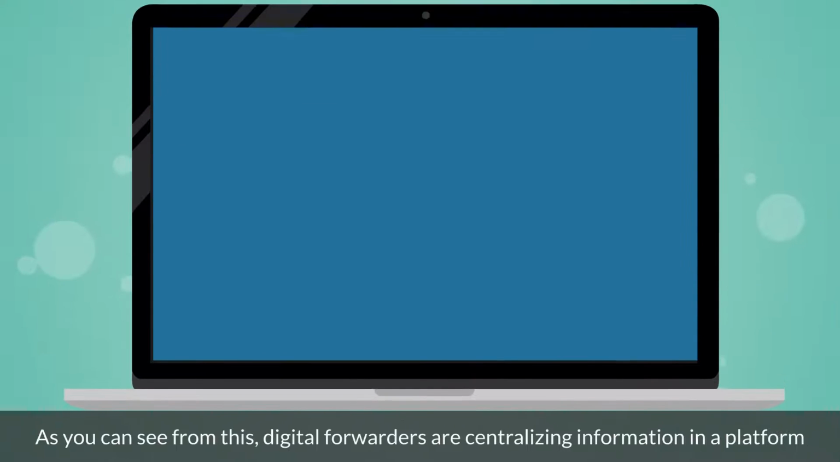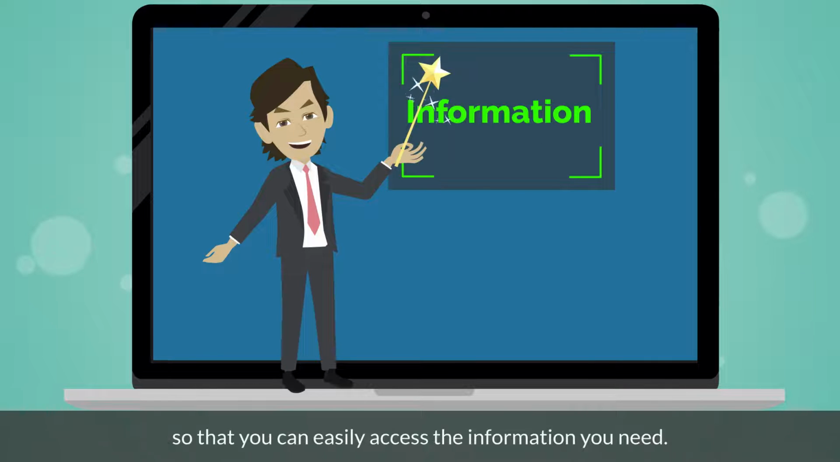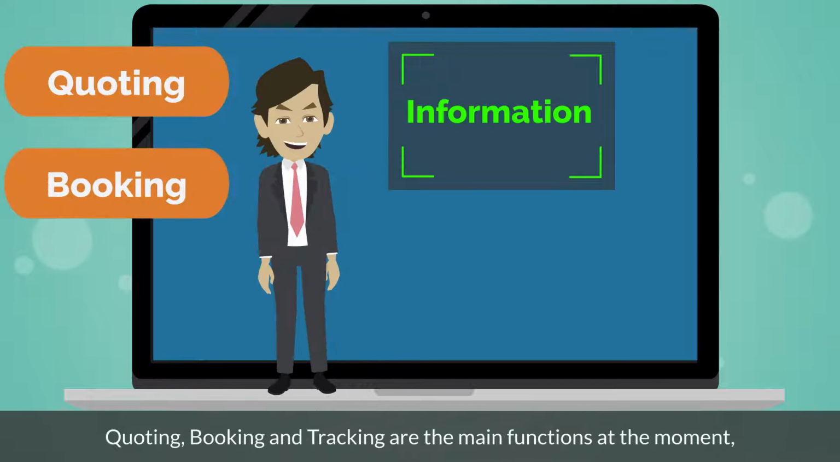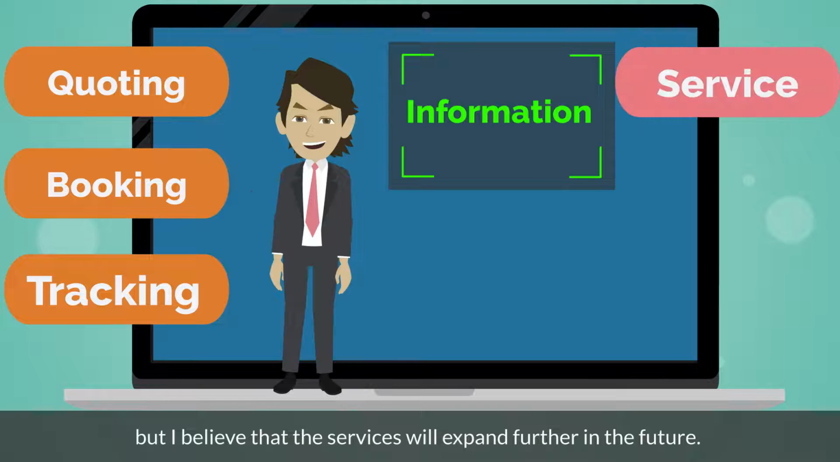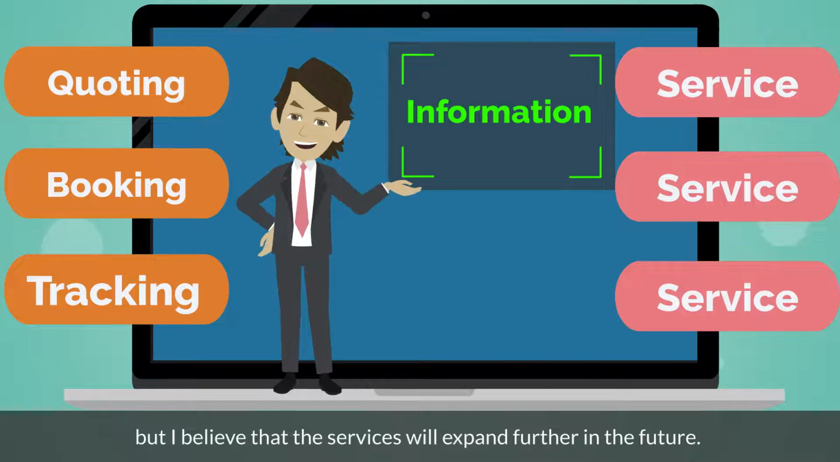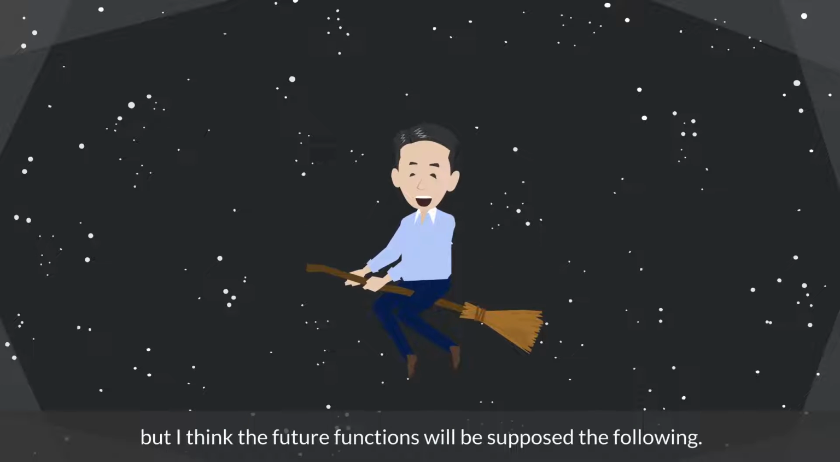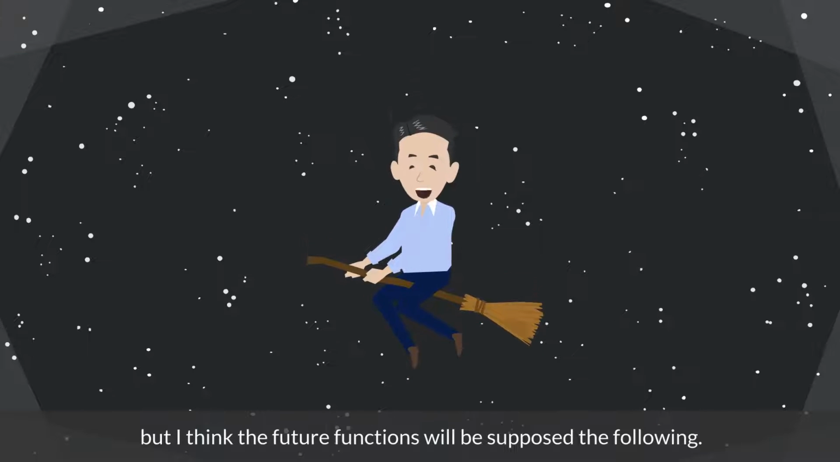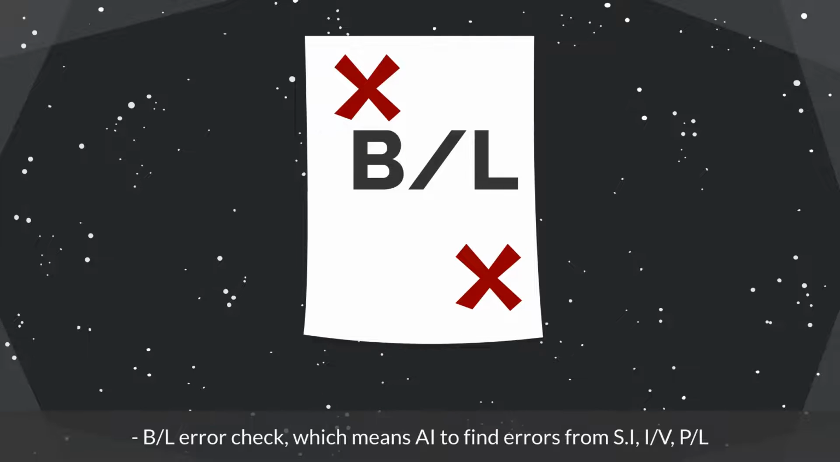As you can see from this, digital forwarders are centralizing information in a platform, so that you can easily access the information you need. Quoting, booking, and tracking are the main functions at the moment, but I believe that the services will expand further in the future. Some of my own predictions for the future are included, but I think the future functions will be supposed to be the following. BL error check, which means AI to find errors from SI, invoice, packing list.